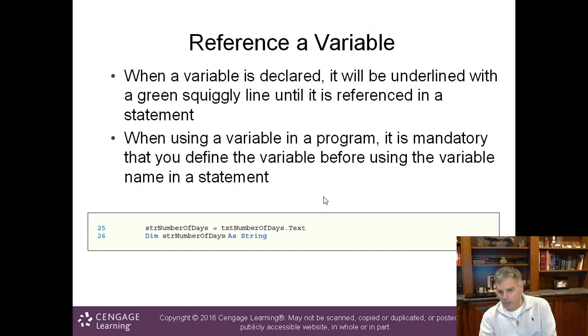When using a variable in a program, it's mandatory that you define the variable before using the variable name in a statement. So if you do something like assign your text block value to the string variable, and then declare the string variable, that's going to cause you an error. This declaration statement has to come before you're using the string variable, so that the variable declaration always happens first, otherwise you'll run into an error.